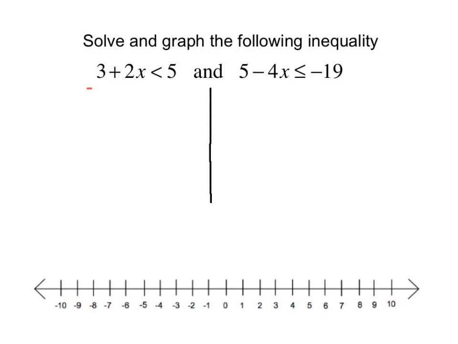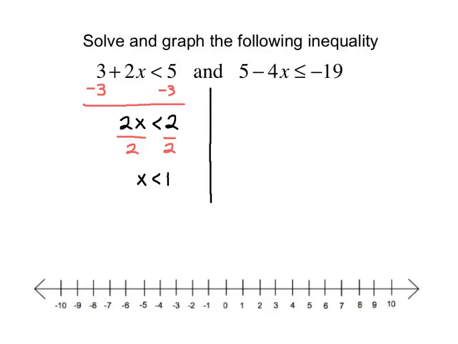I have to deal with the +3 before the multiplication. So if I subtract 3 from both sides, I'm left with 2x less than 2. Then I can deal with the multiplication by 2 by dividing by 2, which means our final inequality is just x is less than 1. And notice how I never had to change the inequality sign because I never divided or multiplied by a negative.